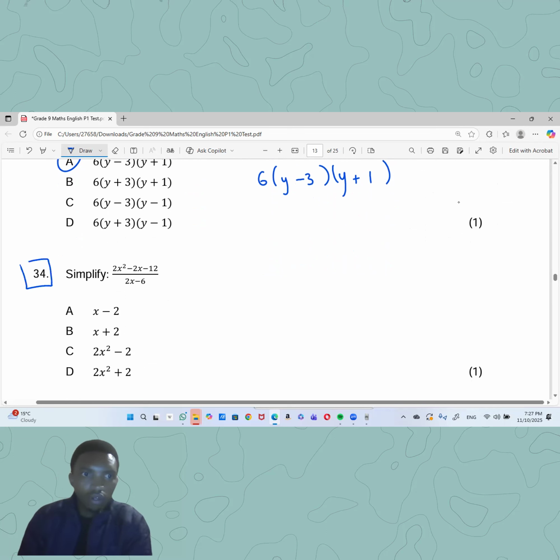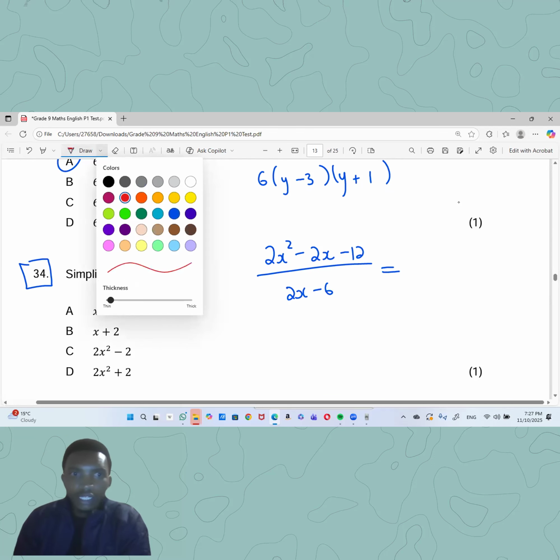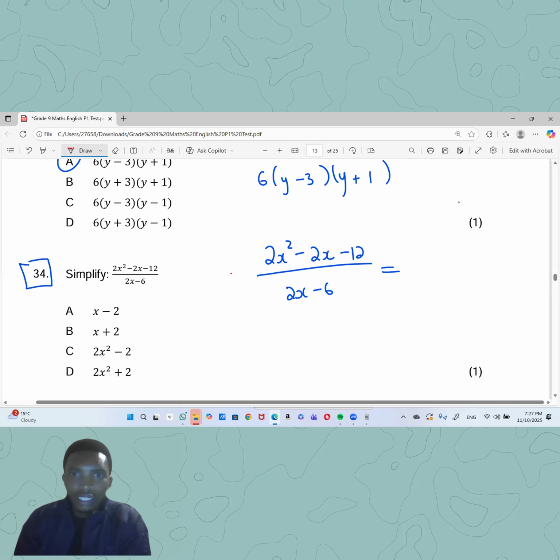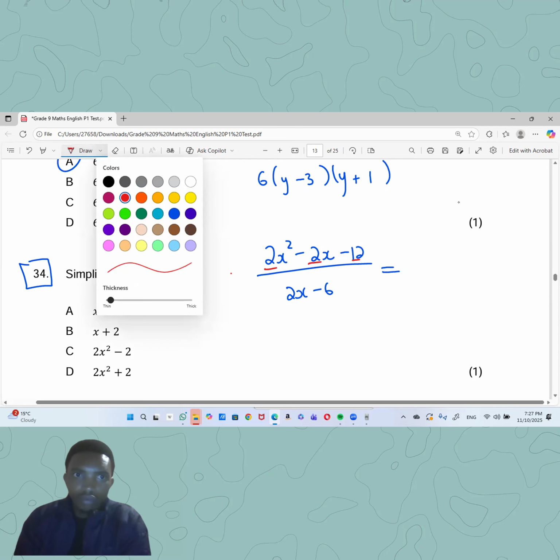34. We are given 2x squared minus 2x minus 12 over 2x minus 6. Again, let us look at our numerator first. Inside 12, do we have a 2? Yes. Inside this 2, do we have a 2? Yes. And inside this 2, we also have a 2, right? Yes. Meaning 2 is a common factor. So we take 2 out.